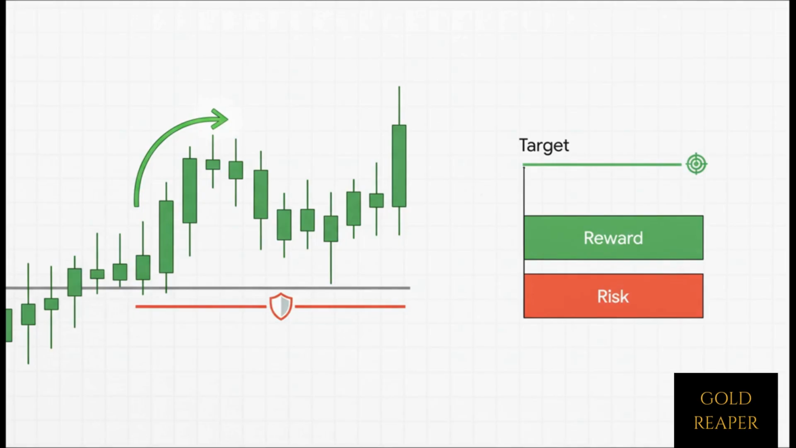And this is crucial. We only take trades where our potential profit is at least twice as big as our potential loss. We're always looking for that 1 to 2 risk-to-reward ratio.